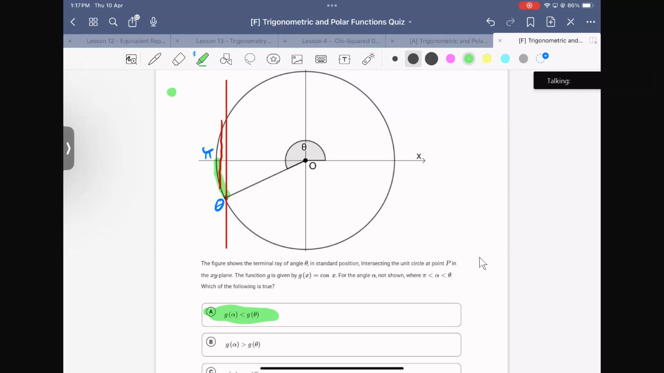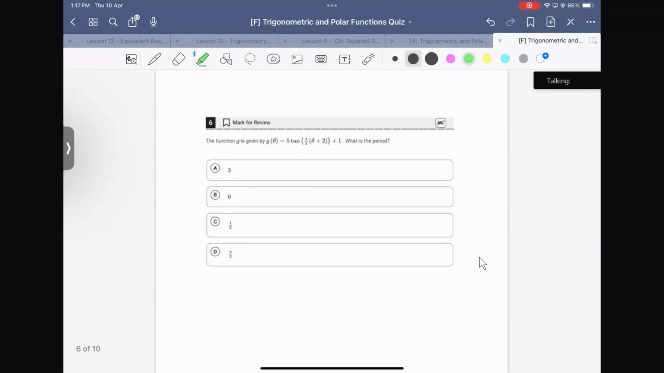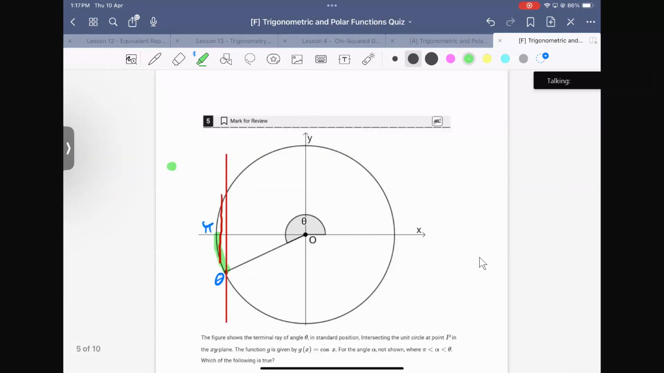That was pretty easy. So if we're looking at the x coordinate, it's going to be somewhere between, let's say, minus 0.8 and minus 1. So g of theta is smaller than g of alpha is smaller than g of theta. No, minus 1 is less than minus a half.